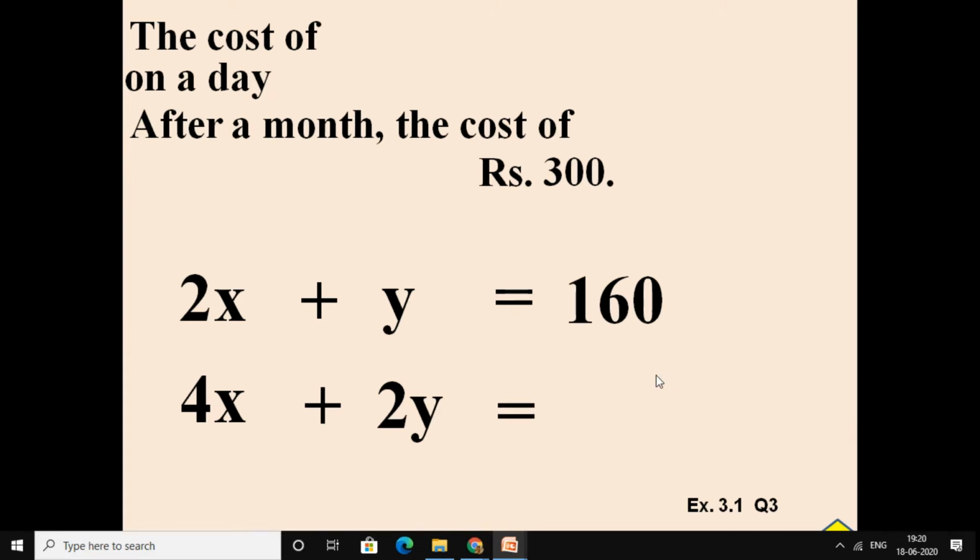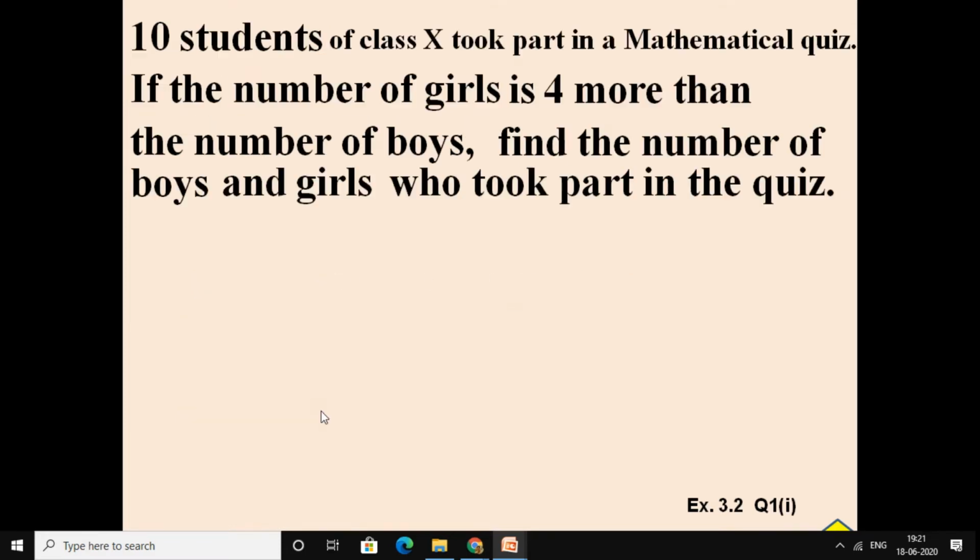Now, the interesting thing about this particular question is that 2 upon 4 is half, 1 upon 2 is half. These are equal to each other, so it doesn't have a unique solution. And 160 upon 300 is not half, which implies that this particular system of equations has no solution. This particular situation will never happen, that the cost will become 300 with this kind of combination of purchase that the person is doing. So this system doesn't have a solution.